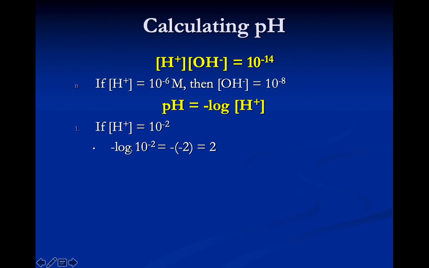So negative log of 10 to the negative 2, put that in your calculator, and you're going to get positive 2 because it's a negative of a negative. So your pH in this situation is 2.